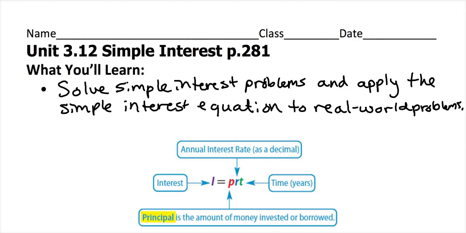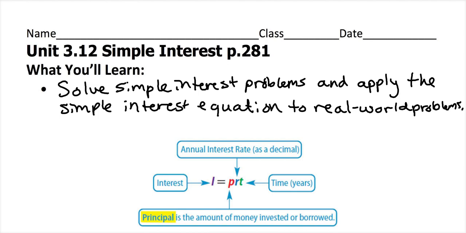Okay, so again, make sure you have a calculator. I am using one myself, so make sure you have one ready to go. Okay, there's a formula for this one, and I gave it to you right here in the middle. It's called I equals PRT. Okay, so what does all this mean?